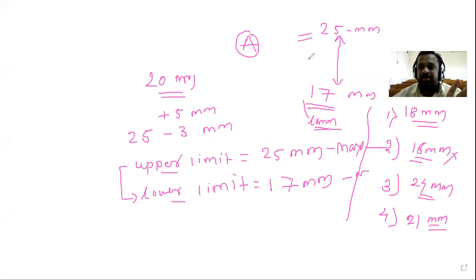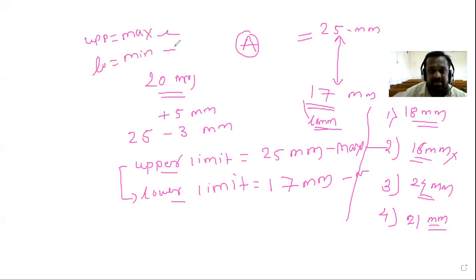Permissible permission आहे तुम्हाला इथपर्यंत आणि minimum इथपर्यंत permission आहे. It is called as the upper limit and the lower limit. Okay, understood? What is meant by the upper limit and lower limit? The upper limit is the maximum permissible size, and lower limit is the minimum extreme permissible size. जास्तीत जास्त आणि कमीत कमी इथपर्यंत चालतात. Okay, so understood? Yes.